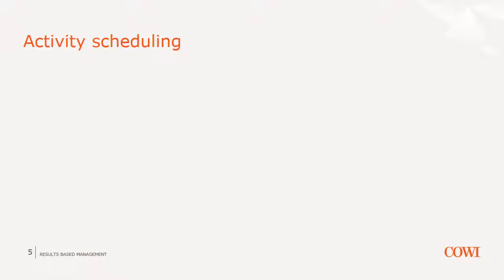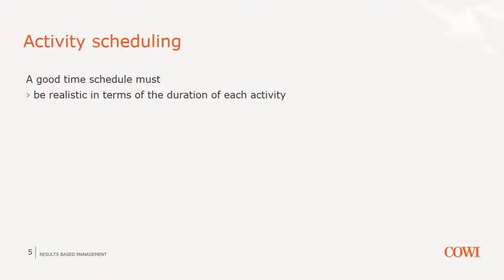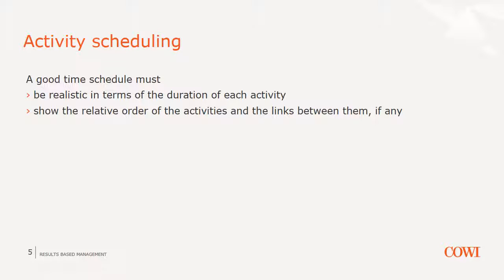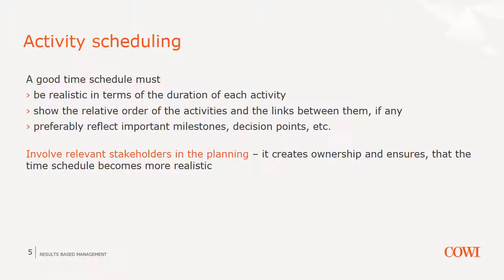Activity scheduling. Well, making a time schedule is easy, but making a good and realistic time schedule is more challenging. And securing ownership to the time schedule can be even more difficult. So, some piece of advice. A good time schedule must be realistic in terms of the duration of each of the activities. It will have to show the relative order of the activities and the links between them if there are any. The time schedule should preferably reflect important milestones, decision points, or other important phases. It should definitely involve relevant stakeholders. If they are involved in the planning, it will create ownership and it will ensure that the time schedule becomes more realistic, as the people who are going to undertake the activities often know better how much time it will take.